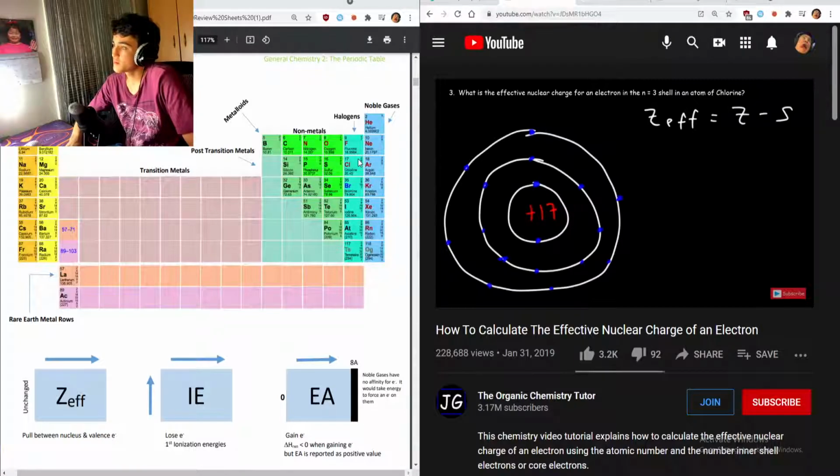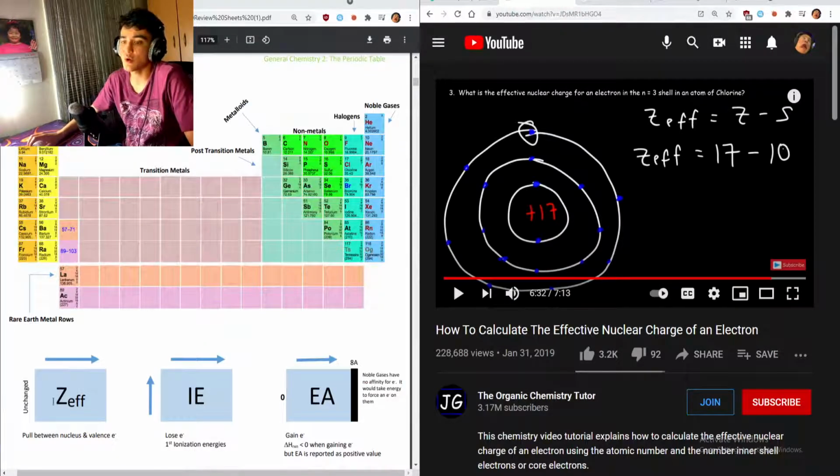So now let's finish this problem. We have an atomic number of 17, and for an n equals 3 electron, we see that there's 10 inner electrons. Okay, so it makes sense that it's unchanged, because first level, second level, third level, fourth level. Wait, what? Is that how it works?